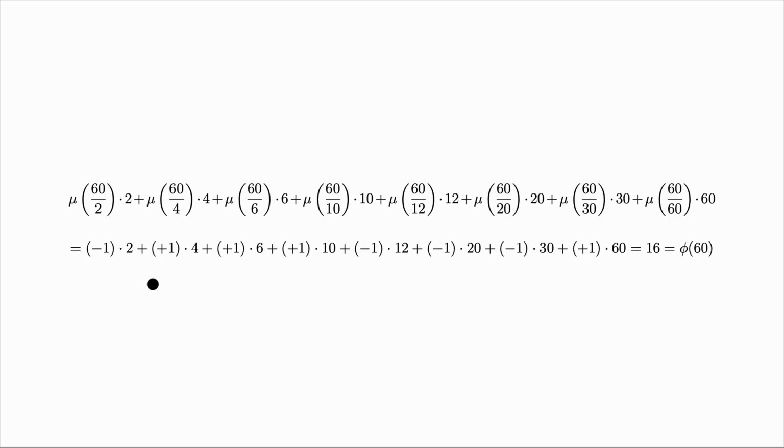What is the Euler phi function of 60? It counts how many numbers from 1 through 60 don't share any common factors with 60. One of my previous videos actually talked about that. The Euler phi function is an example of counting something that's new.